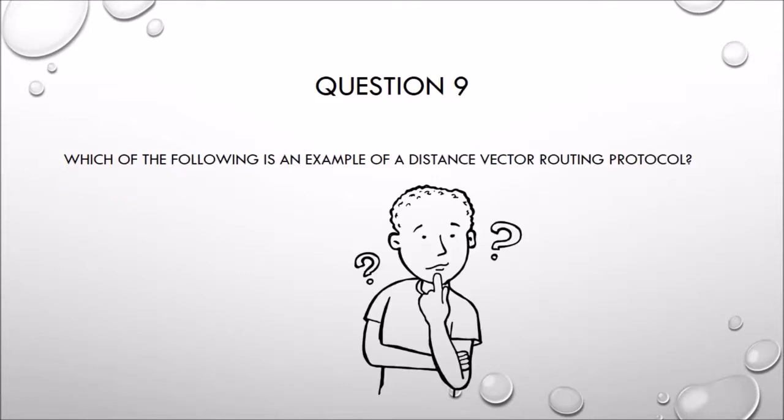Alright, on to routing protocols. Which of the following is an example of a distance vector routing protocol? Is it A, RIP, B, OSPF, C, ARP, or D, ISIS? And the answer is A, RIP.